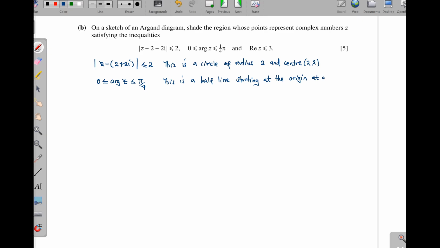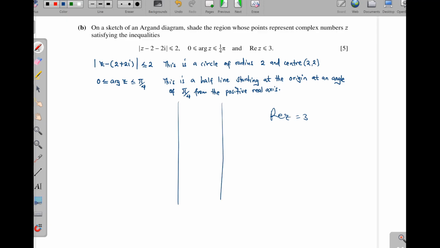Okay, at an angle of 45 degrees, which is pi over 4, at an angle of this from the positive real axis. I'm going to show you that. Then of course for this one, when we remove the less than or equal, we shall have real of z equal to 3, and that will be a vertical line. So, and it will be bold because of the less than or equal. So or equal means that all the points that are on that line will be considered.